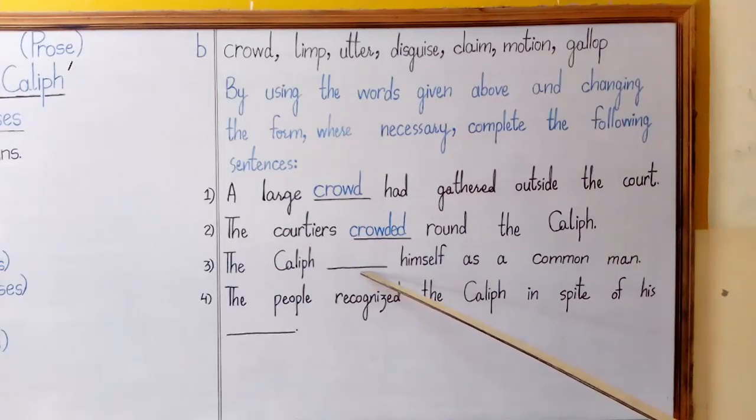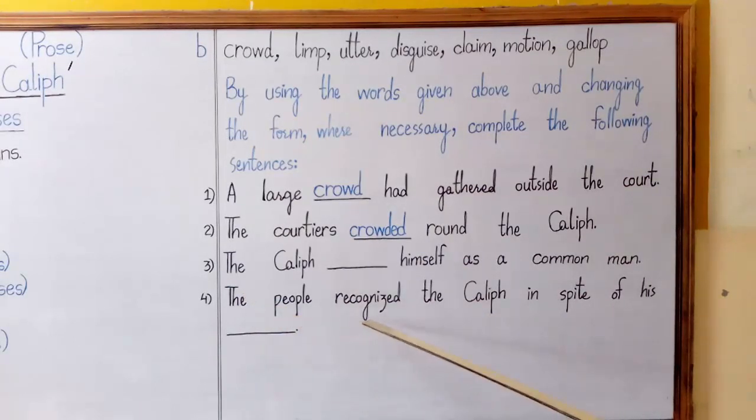Exactly, the word disguise. But whether a noun or a verb, if as a noun, then disguise will come as it is. If as a verb, we may need to make some changes in the form. The next sentence is, the people recognized the caliph in spite of his dash. The people recognized the caliph in spite of his dash.